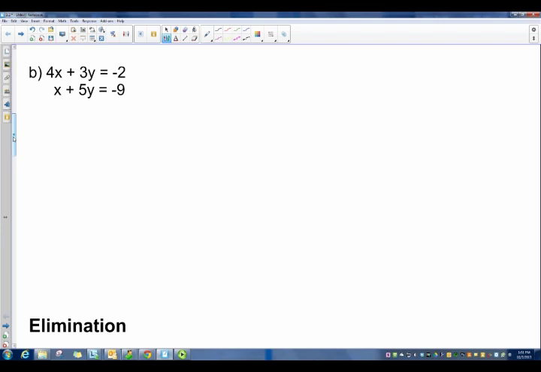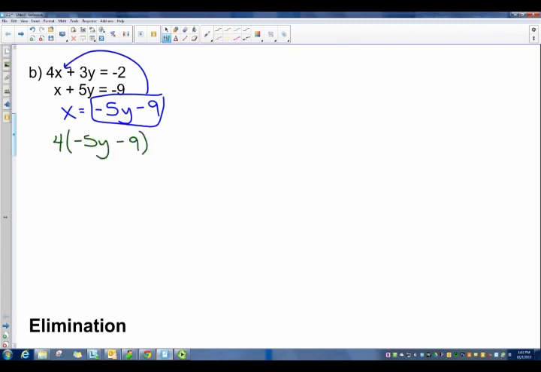Okay, so hopefully you guys had some time to pause the video and give that a try. Looking at this again, we're going to solve one equation for one of the variables. If you notice, this x is the easiest place to go. It does not have a number in front of it. So we're going to subtract 5y and end up with x equals negative 5y minus 9. Now this new part gets substituted into the x, because x is what I solved for. So I've got 4 times negative 5y minus 9, plus 3y equals negative 2.